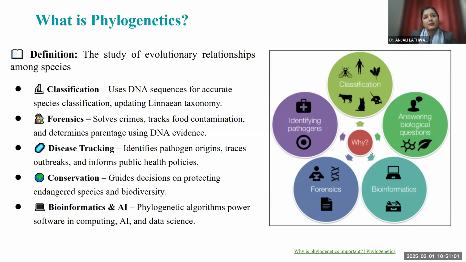Classification first. Basically, we use DNA sequences for accurate species classification. For example, that's why we say that we have evolved from apes, because we track over a period of time how closely our DNA matches certain species. So it helps us elucidate those things.